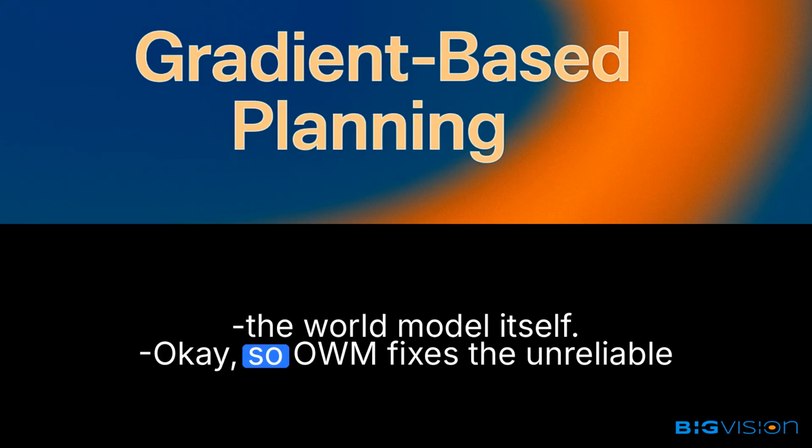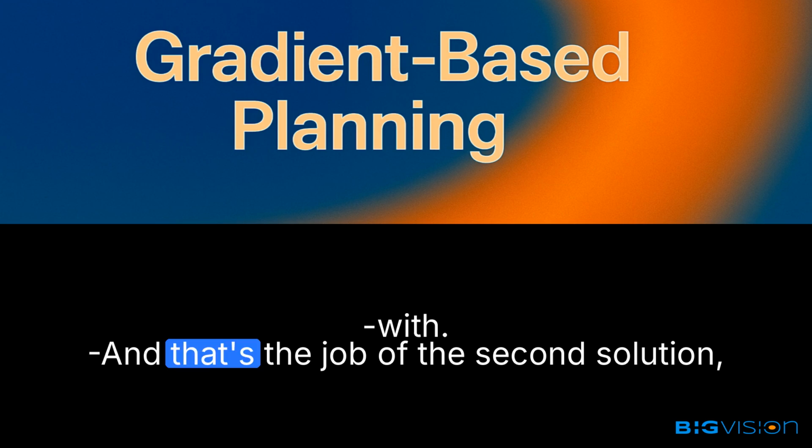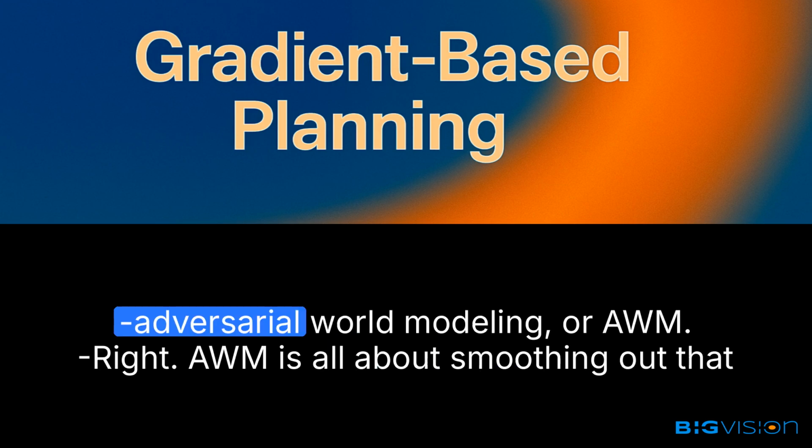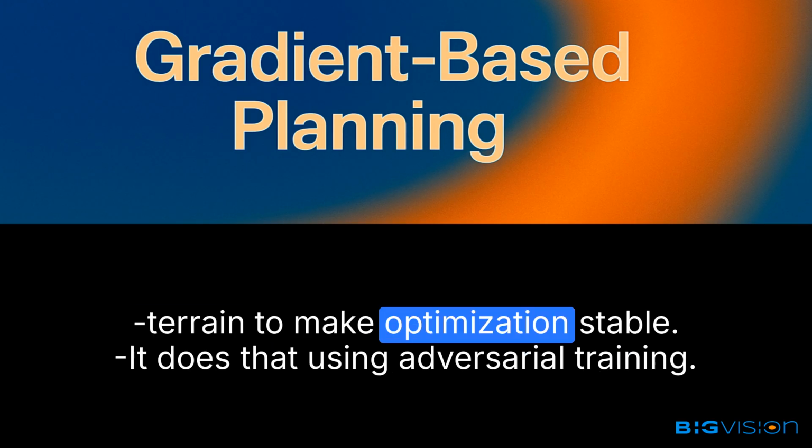Okay, so OWM fixes the unreliable predictions, but we still have that treacherous, rugged loss landscape to deal with. And that's the job of the second solution, adversarial world modeling, or AWM. Right. AWM is all about smoothing out that terrain to make optimization stable.